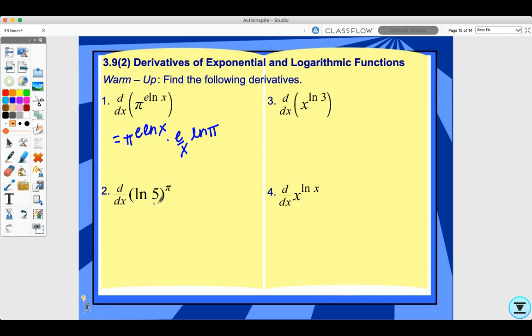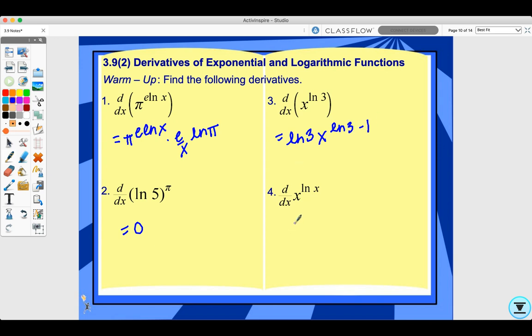2, the derivative of the natural log of 5 to the pi. Natural log of 5 to the pi is a constant, so this one would just be 0. The derivative with respect to x of x to the natural log of 3 would be natural log of 3 times x to the natural log of 3 minus 1.